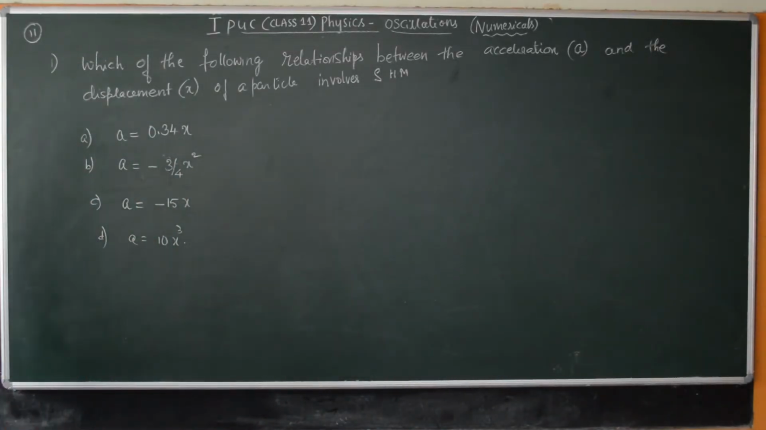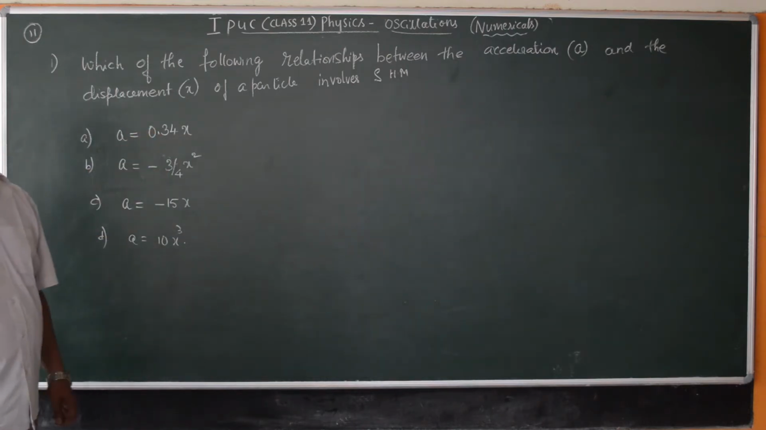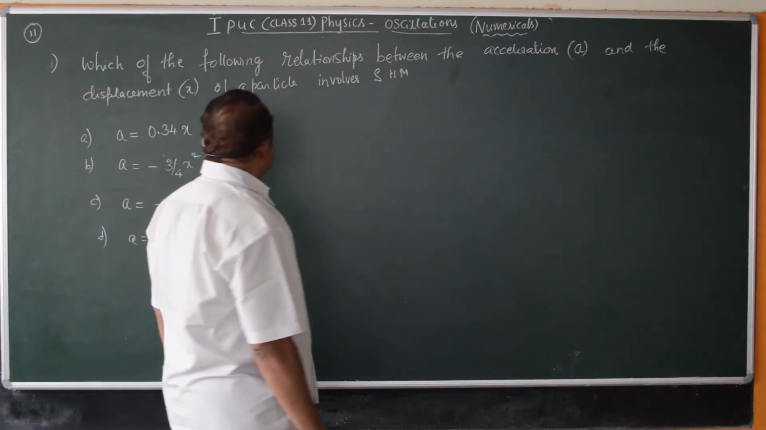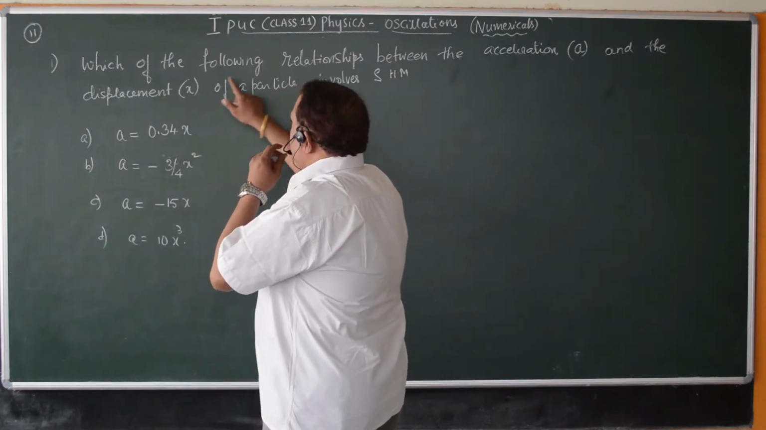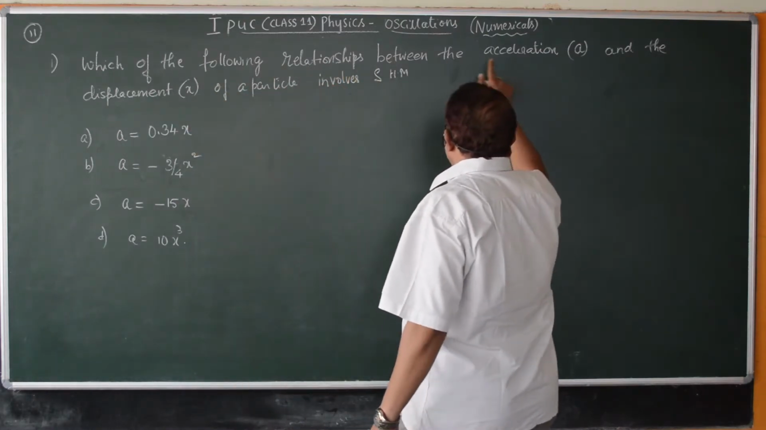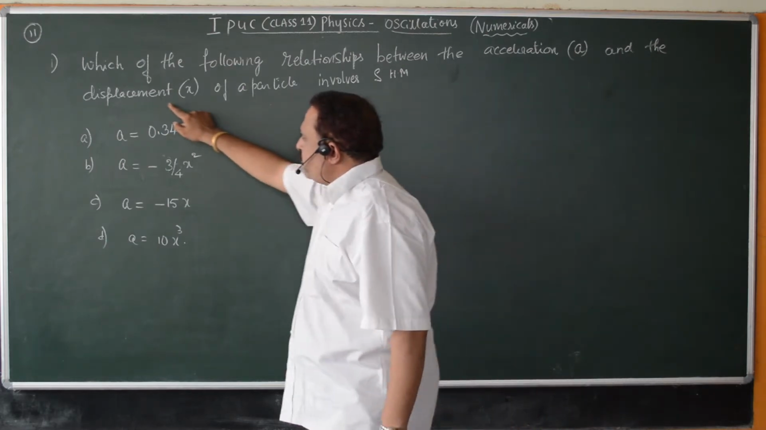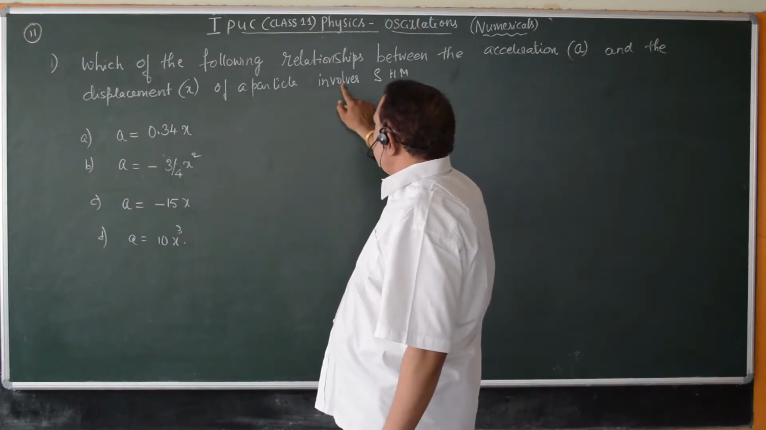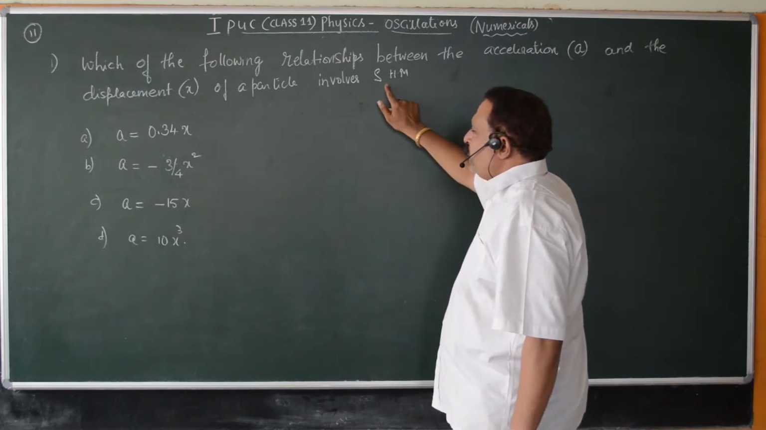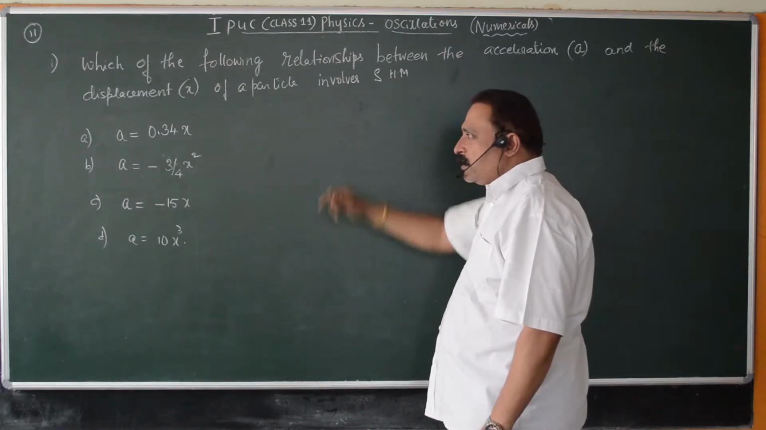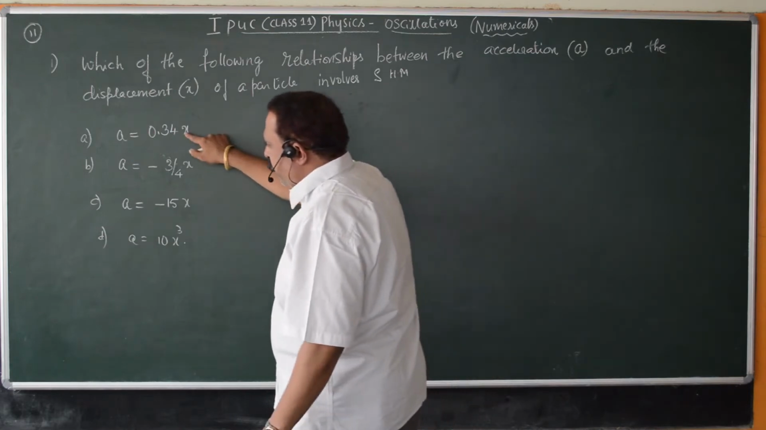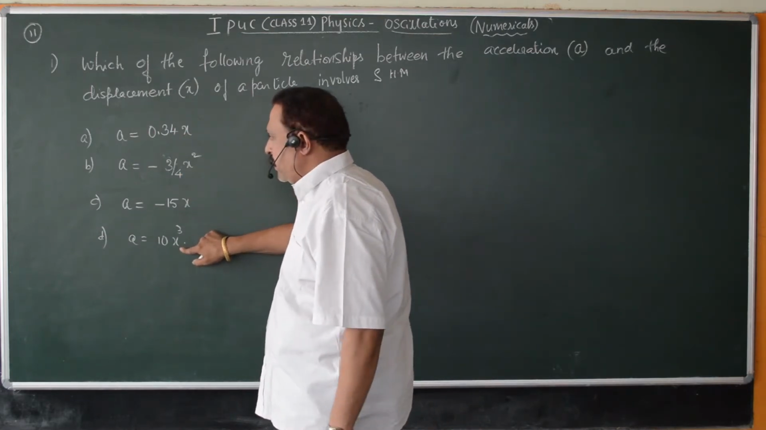Now, let us learn some important problems, that is numericals on the lesson oscillations, which are likely to be asked in the examination. Which of the following relationships between the acceleration A and the displacement x of a particle represents simple harmonic motion or involves simple harmonic motion? See, there are four equations given.